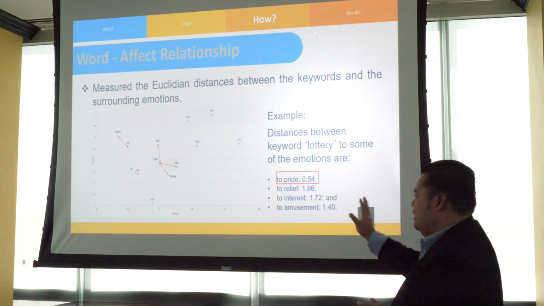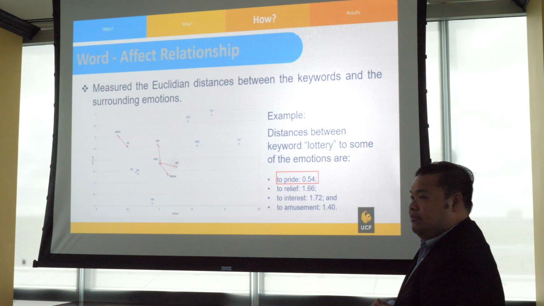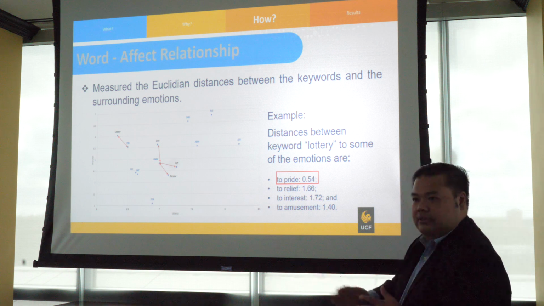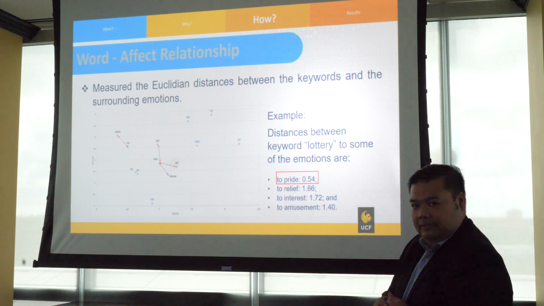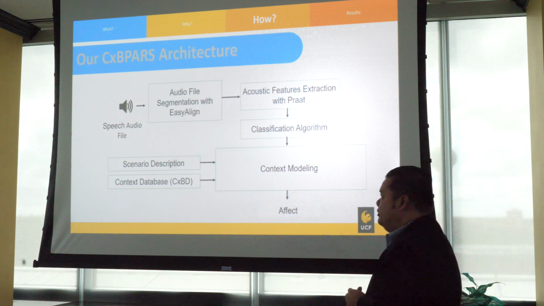Okay, so basically this is our initial approach to see and model the context and the emotions. Any questions so far? Next, please. So we propose our architecture.